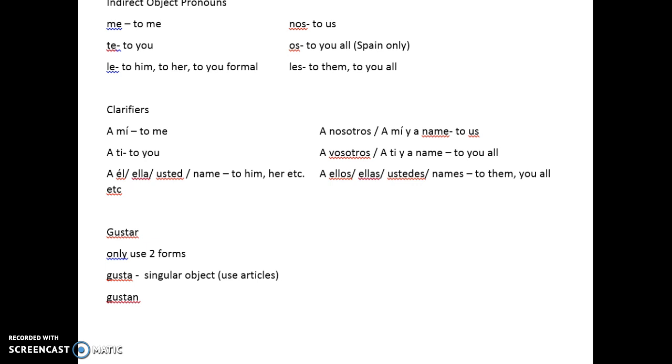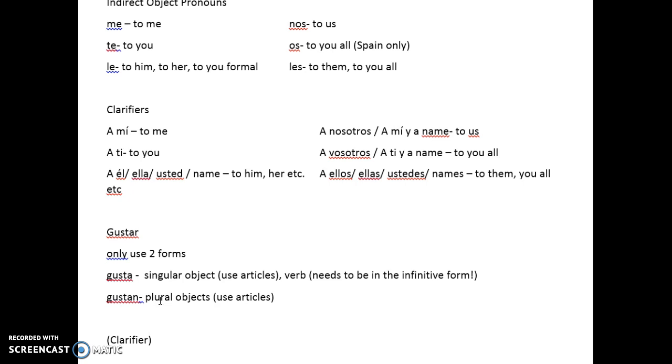For example, we're going to use gusta with la clase, el escritorio, el vestido. Or we're going to use gusta with a verb. And the verb needs to be in the infinitive form. Okay? We're going to use gustan with plural objects. Again, we're going to use the articles. Los gatos, los libros, unos estudiantes.